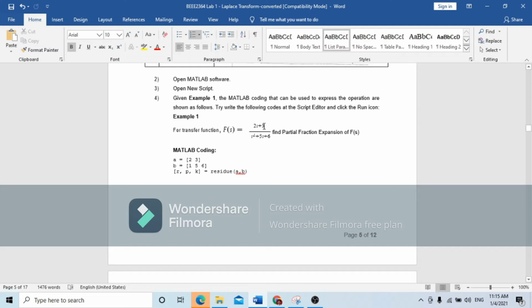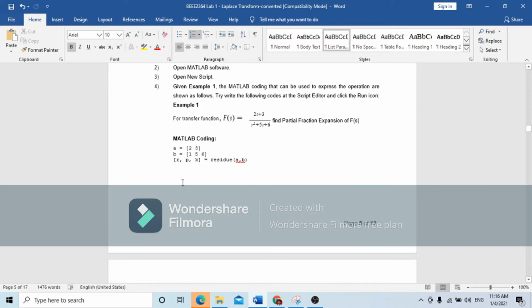So here 3 is S power of 0, so it becomes 3, and this is S power of 1. For the denominator, here is S power of 0, S power of 1 and S power of 2. So for B, we arrange it: first is 6, 5 and 1. We must arrange from right to the left.